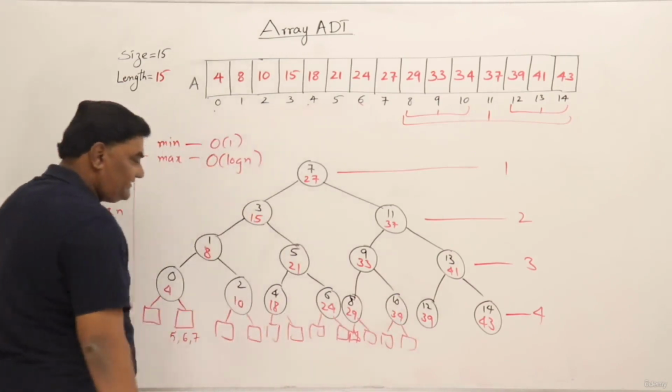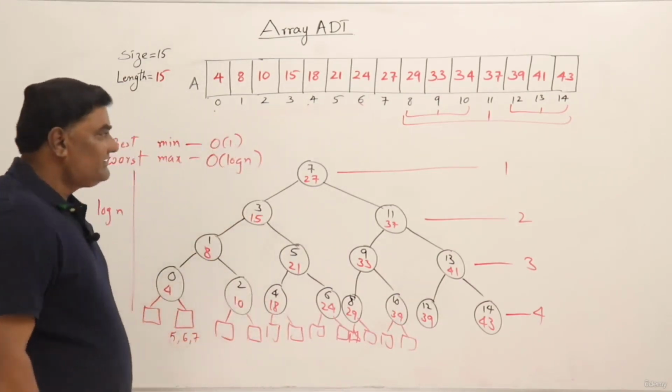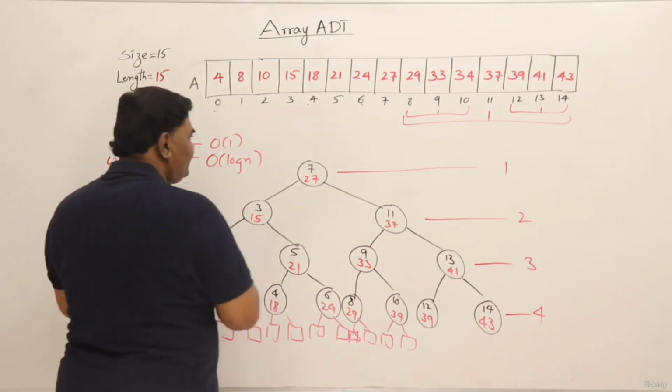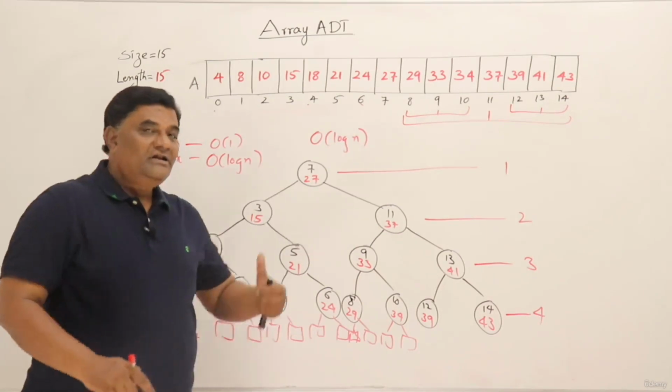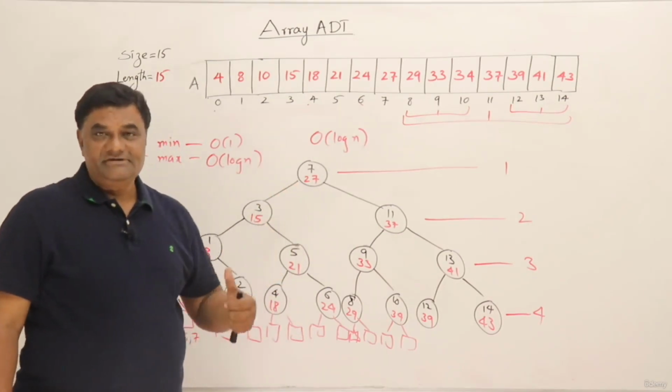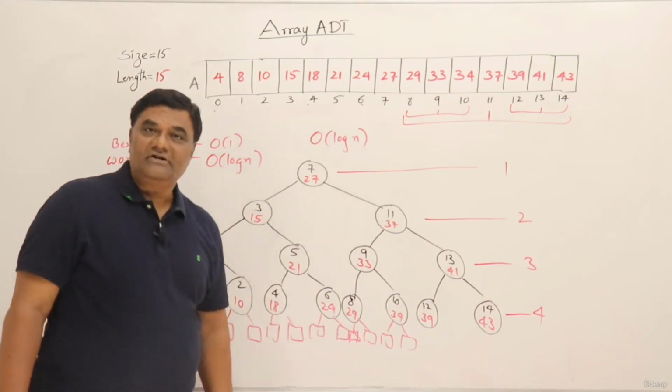So if you are searching for any element, then we say that the search will terminate at these nodes. So for unsuccessful search, this shows that it always reaches the end of a tree. So the time taken in unsuccessful search is always order of log n. So for successful search, minimum is 1, maximum is log n. For unsuccessful search, it's always order of log n.